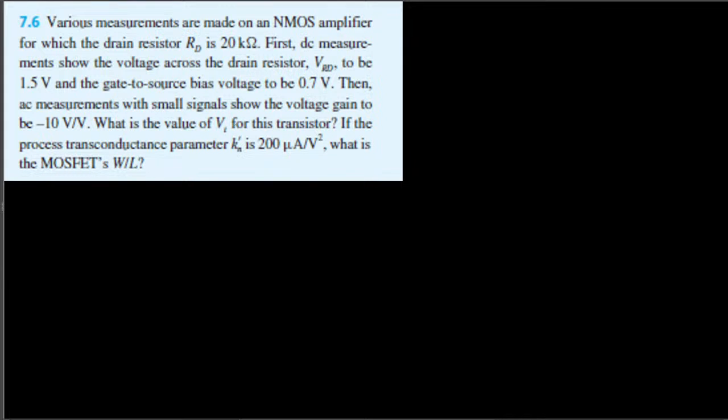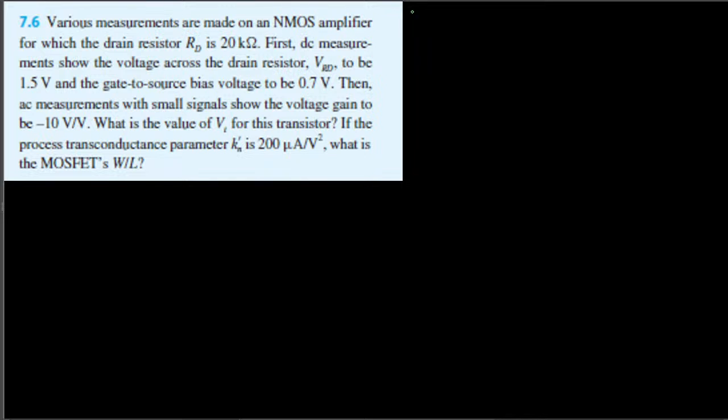What is the value of VT for this transistor? If the process transconductance parameter Kn prime is 200 microampere per volt squared, what is the MOSFET's W/L? Okay, now let's go ahead and see one by one. So first we have to find out the V threshold, and let's look at the circuit.